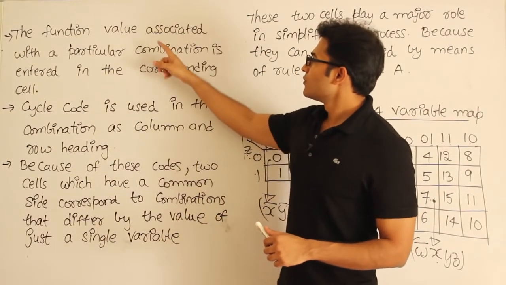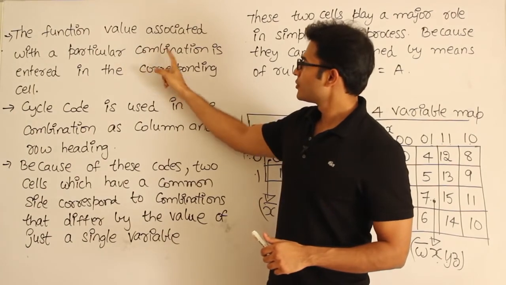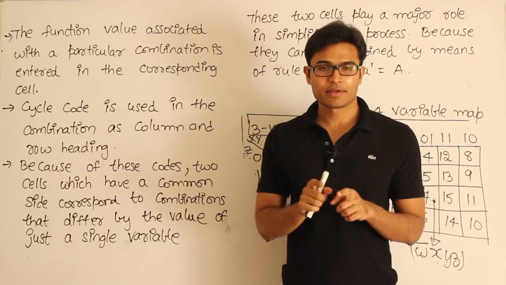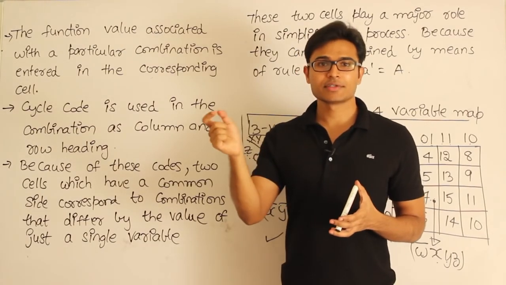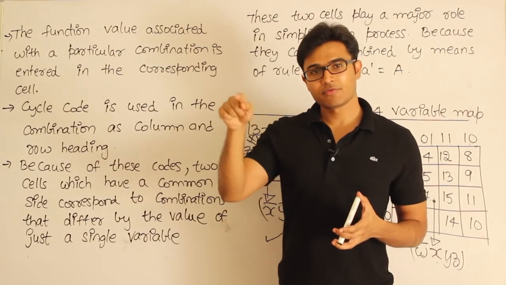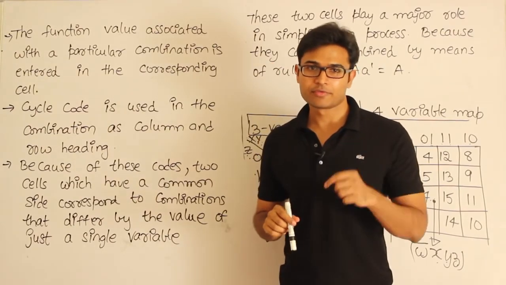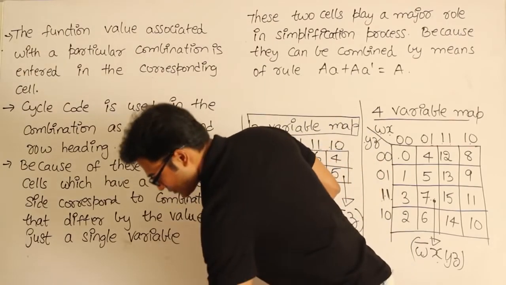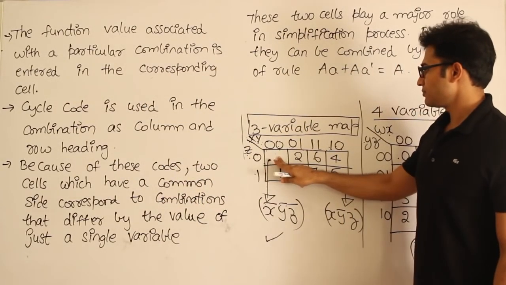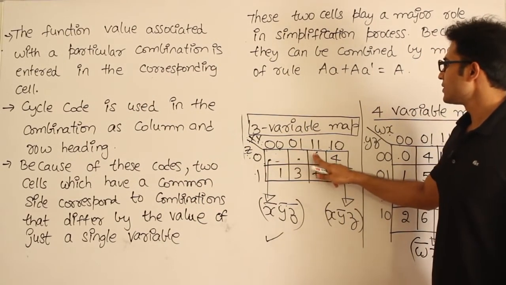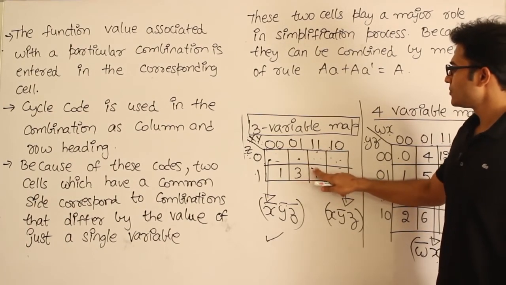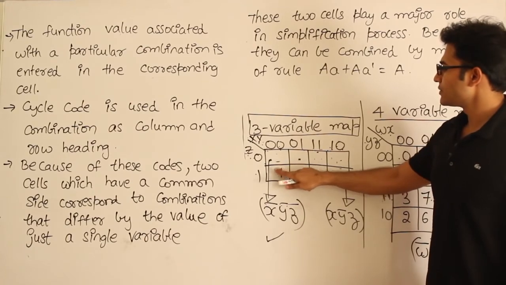Watch this. The function value associated with a particular combination is entered in the corresponding cell. So once we have the K-map, go to the corresponding cell which represents that particular minterm, and we are going to put that truth value. For example, look at this one. Let's not write these function values inside. Let's say it is a 3 variable K-map, right? And assume that the function is like this.